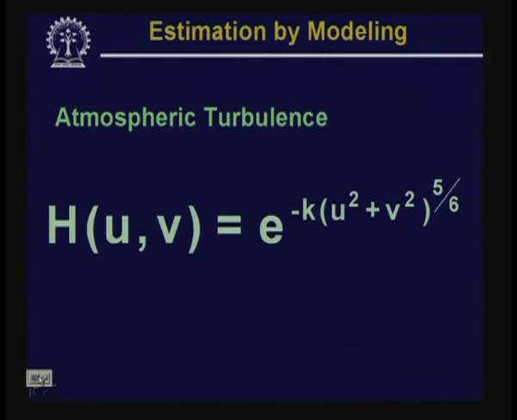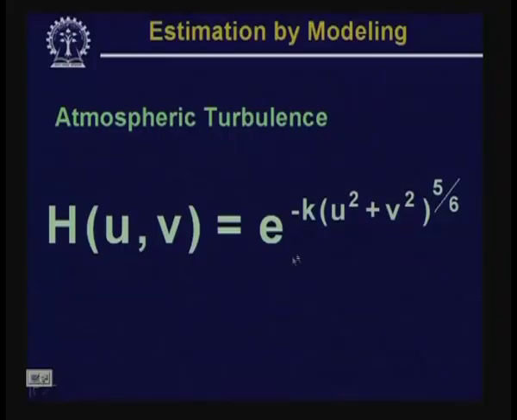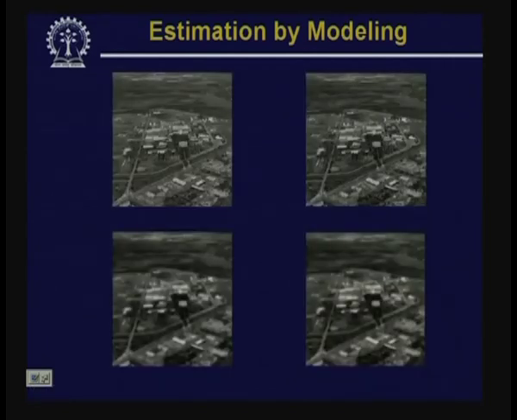The third approach for obtaining the degradation model is mathematical modeling. In our last class we considered two such mathematical models. The first tried to give the degradation function corresponding to atmospheric turbulence, and the degradation function in the frequency domain is given as H(u,v) = e^(-k(u^2+v^2)^(5/6)). Using this degradation model, we have shown how a degraded image will look.